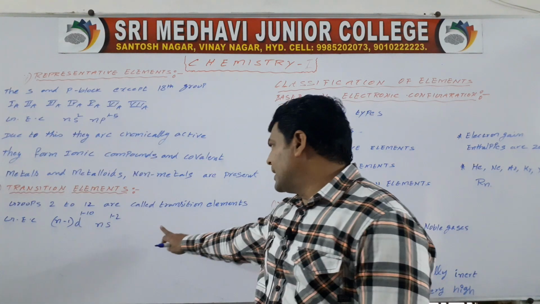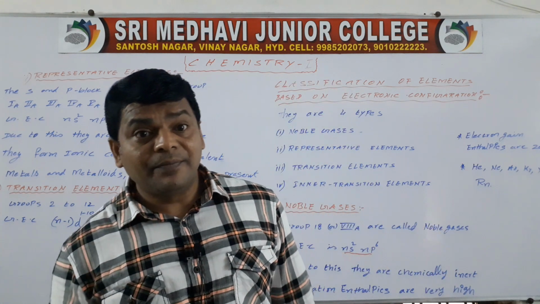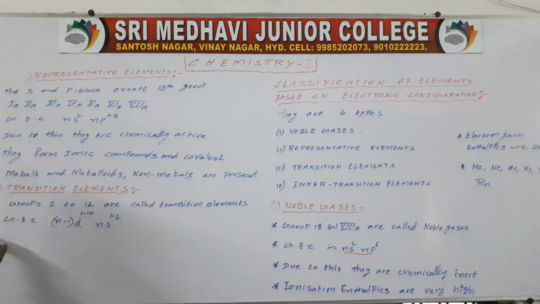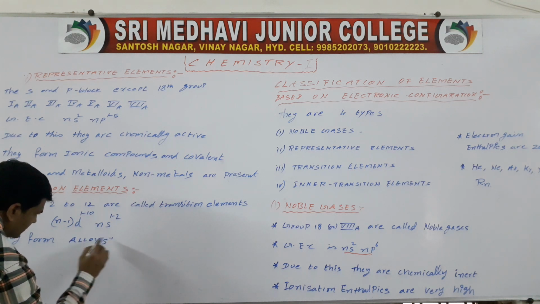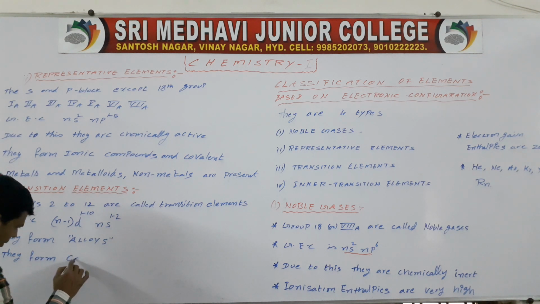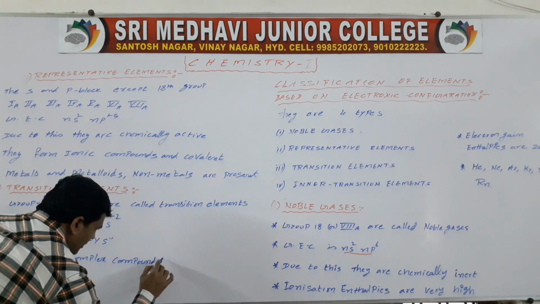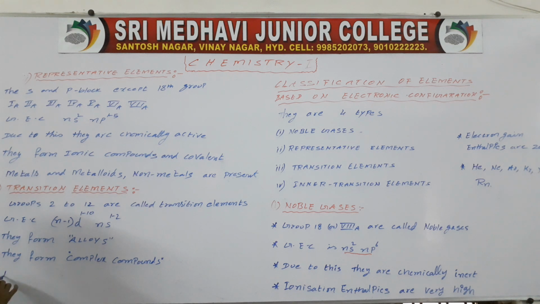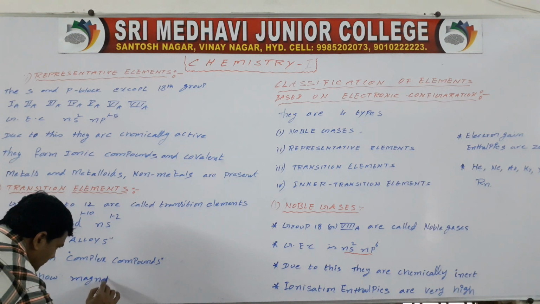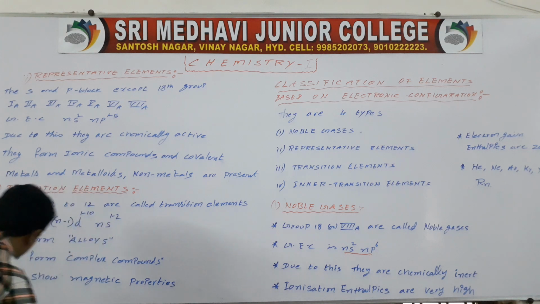So due to this general electronic configuration, they have some typical properties. Typical properties means special properties. They form alloys. Next, they form complex compounds. Next, they show magnetic properties.